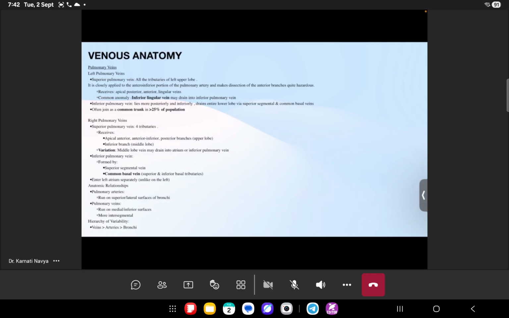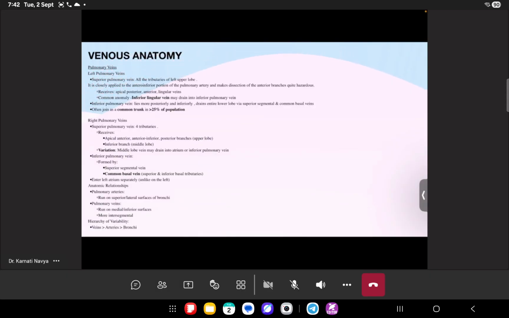The inferior pulmonary vein lies more posteriorly and inferiorly. It drains the entire lower lobe via the superior segmental and common basal veins. It often joins as a common trunk in more than 25% of the population. The right pulmonary veins: the superior pulmonary vein has 4 tributaries, which are the apical, anterior, and posterior branches of the upper lobe, and the inferior branch of the middle lobe. A variation is that the middle lobe vein may also drain into the atrium or the inferior pulmonary vein.